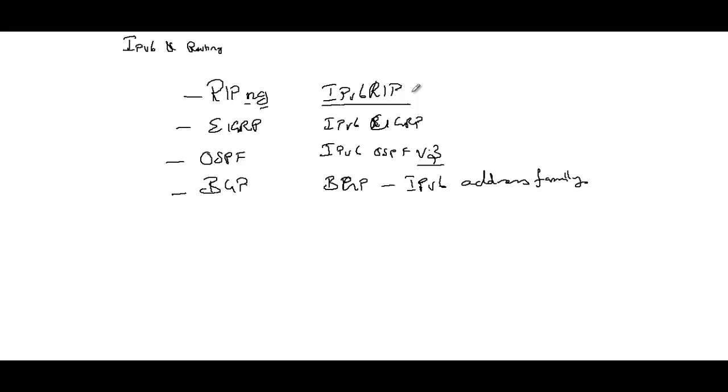EIGRP is the same as in IPv4, but one difference is we need to provide a router ID. We need to provide a router ID for EIGRP to be activated, and the other things are the same. We need to give the autonomous system number. And one more difference is we need to say the no shutdown command, no shut, under EIGRP configuration mode.